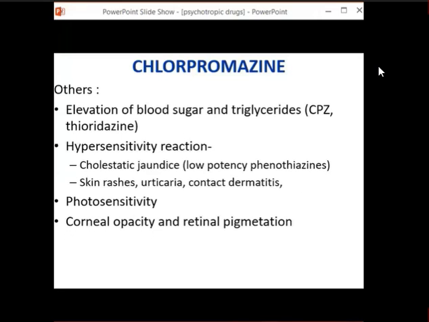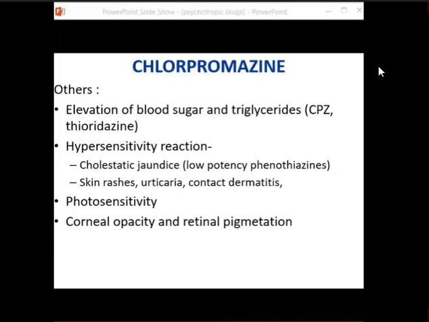Other side effects like elevation of blood sugar and triglycerides are mainly seen with chlorpromazine and thioridazine. Hypersensitivity reactions include cholestatic jaundice, skin rashes, urticaria, and contact dermatitis. Sometimes photosensitivity, corneal opacity and retinal pigmentation are seen with the antipsychotic drugs. So these are the side effects of the antipsychotic drugs.